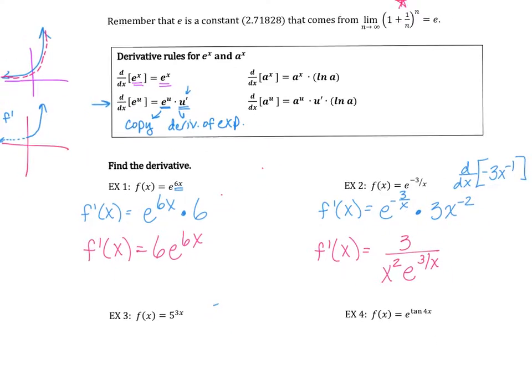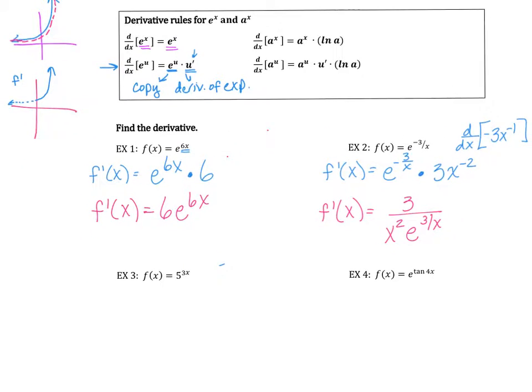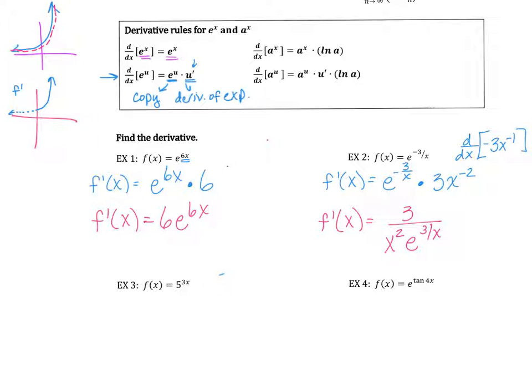So hopefully you're kind of seeing the idea. I'm going to go ahead and do example 4. I might as well, because it has an e as well. So I'll go along with that. f prime is going to be copy.